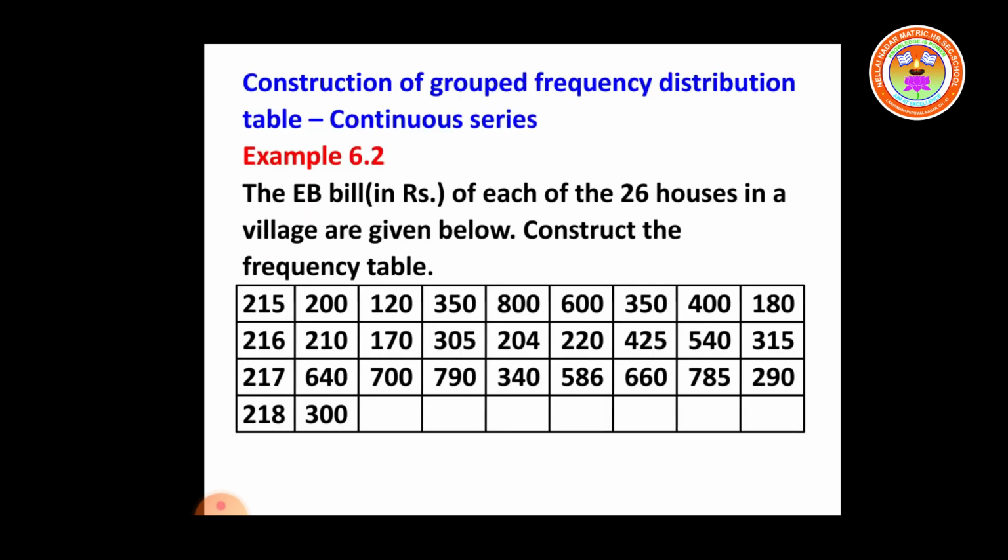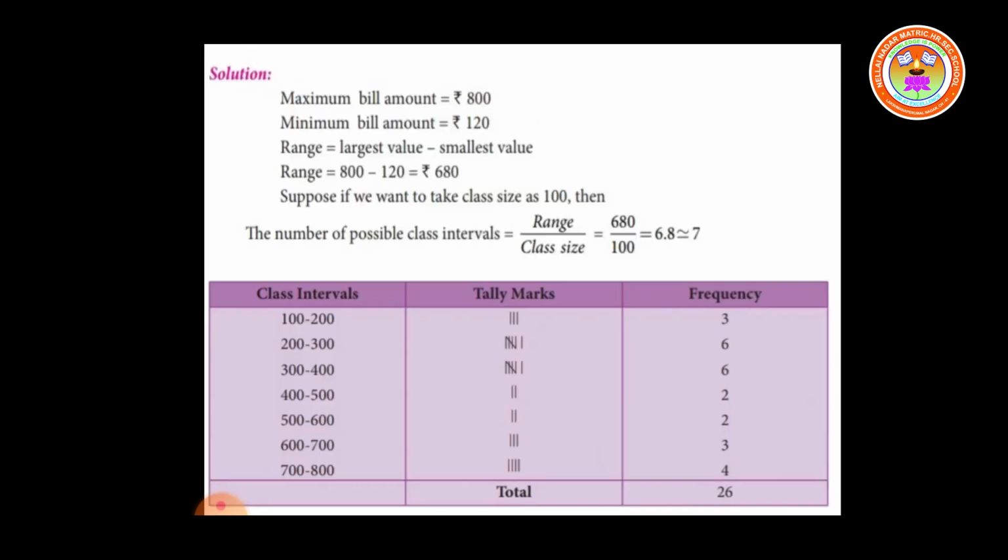Next one, construction of grouped frequency distribution table for continuous series. Example 6.2. The EB bill in rupees of each of the 26 houses in a village is given below. Construct the frequency table. So these are the given data. First you find the maximum bill amount, that is rupees 800, and the minimum bill amount, rupees 120. First you find the range. Range equals largest value minus smallest value. 800 minus 120 gives 680.